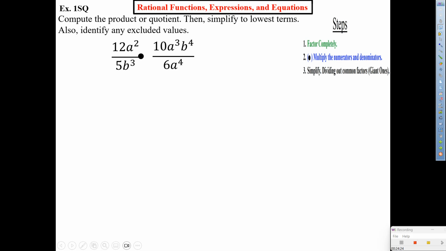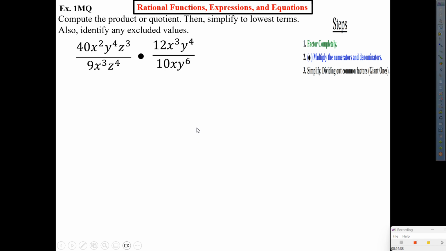We got 40x squared y to the fourth z to the third over 9x cubed z to the fourth times 12x cubed y to the fourth over 10x y to the sixth. Same process. Shouldn't take you long.